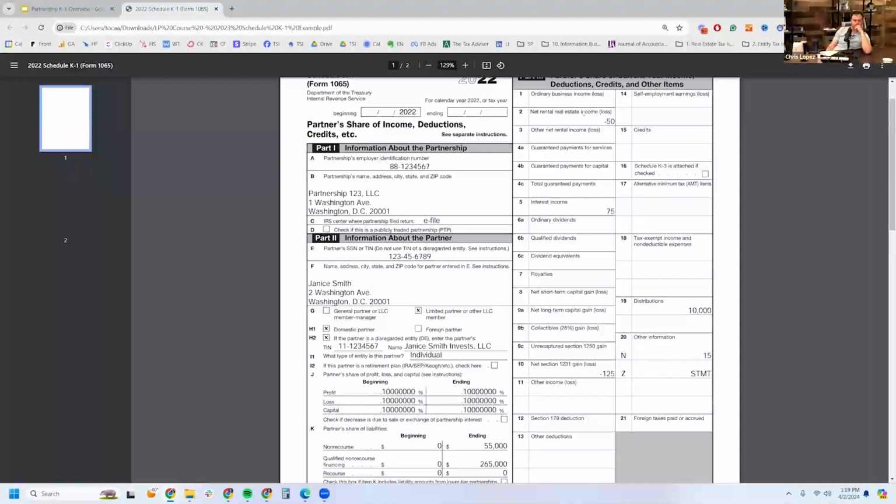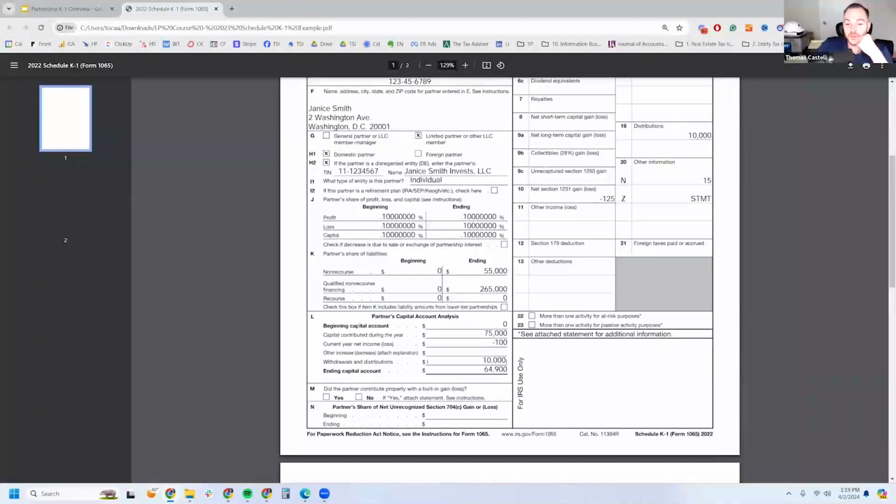And then box 19, those distributions, you say that's not taxable. Is that because that's generally a principal return? So in short, yes, the short answer to that question. Basically, when you have your capital account, as long as you're positive, see this is ending capital account here, $64,900. This means you could theoretically withdraw $64,900 from the partnership and it's not taxable.